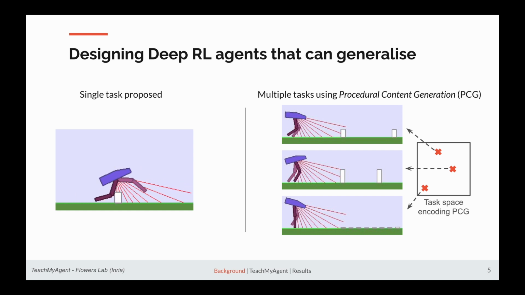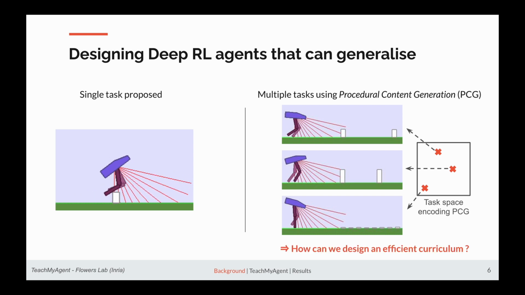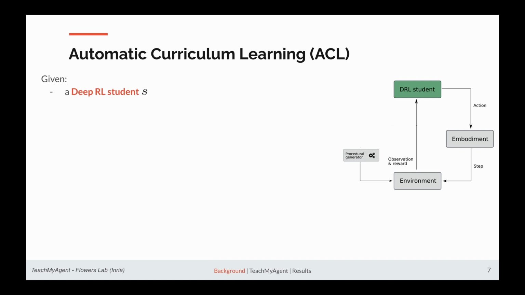With such a task space, possibly containing tasks of various difficulty, one may wonder, how can we design an efficient curriculum? So how can we organize the way we present tasks to our deep reinforcement learning students, given that some tasks in the task space may be harder than others? For this, the field of automatic curriculum learning, or ACL, has been studying this problem. So let's present the background and the framework of automatic curriculum learning.